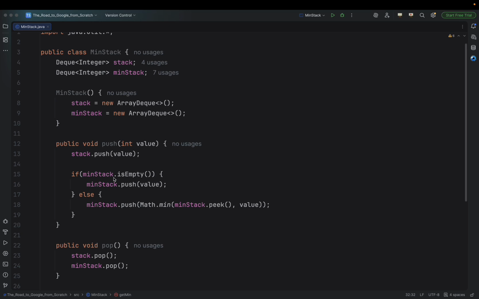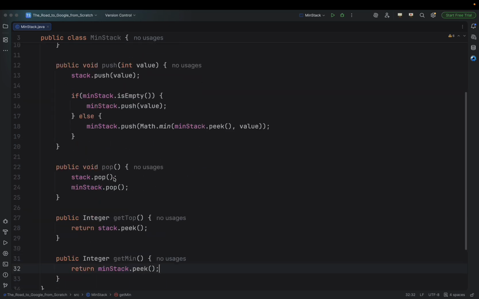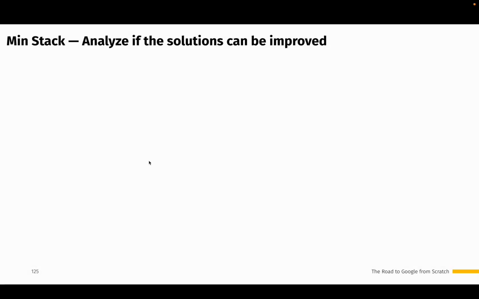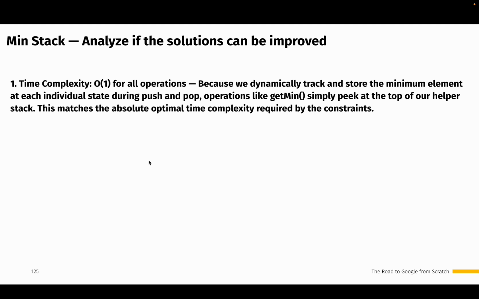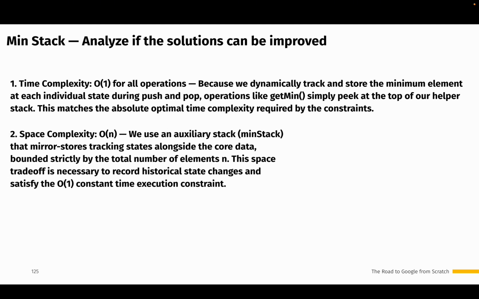I hope all this is clear. If you have any questions, please write them in the comments. And now let's check the complexity. The time complexity for our solution is O(1) because we can extract the minimum value in constant time. And the space complexity is O(n) because we have created an additional stack to hold minimum values. So that's the solution. That's how this algorithm works.